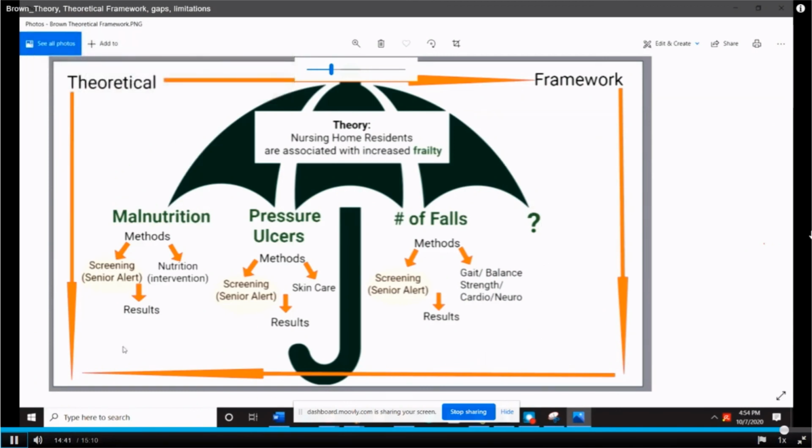So, for example, in this study, did the screening senior alert intervention go back and support that, yes, this did have an impact on frailty risk factors? That's how you can think of it.